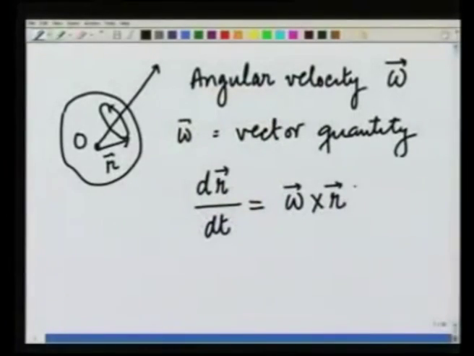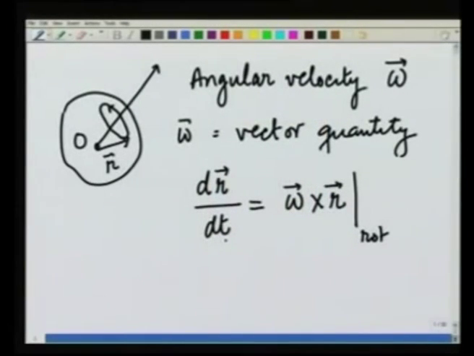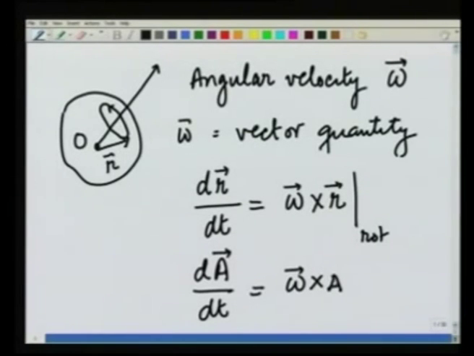We have fixed the convention of direction of omega, and this is purely by rotation. The direction of omega is such that if the body is rotating along the fingers, the thumb gives the direction of omega. This equation is true for any vector, not just r. So, in general, any vector that is rotating about omega, its rate of change is given by omega cross a, and I am writing rotating here to indicate that this is purely due to rotation.